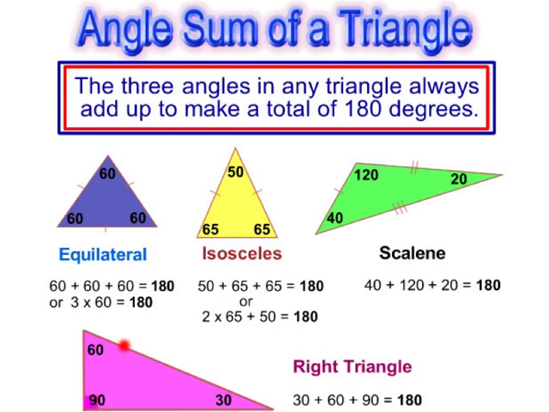The right triangle, in this one, has measures of 30, 60, and 90 degrees, but a right triangle will always have a 90-degree angle. That's what makes it a right triangle, that right angle. And a right angle is always 90 degrees, so that only leaves 90 for these other two to split among them.